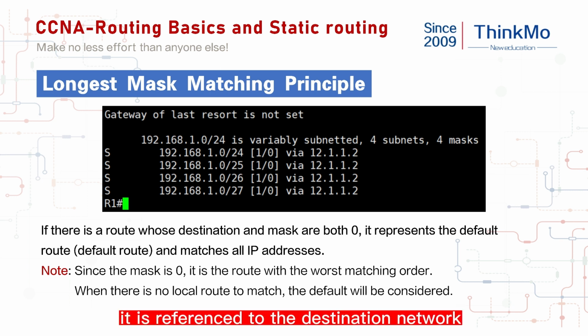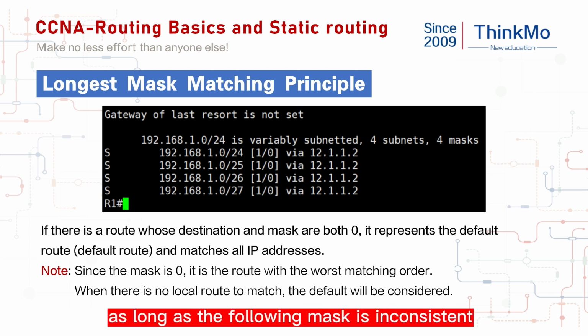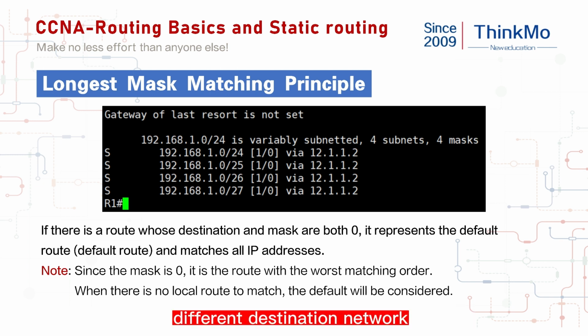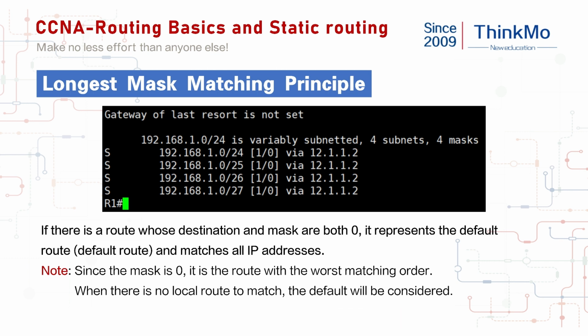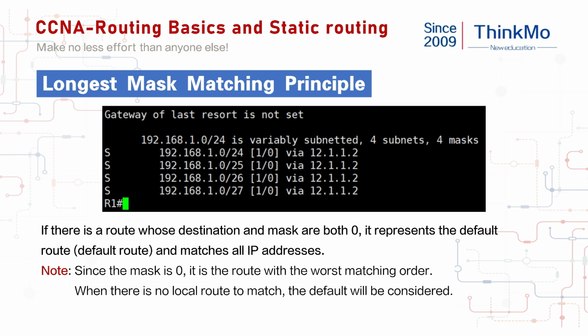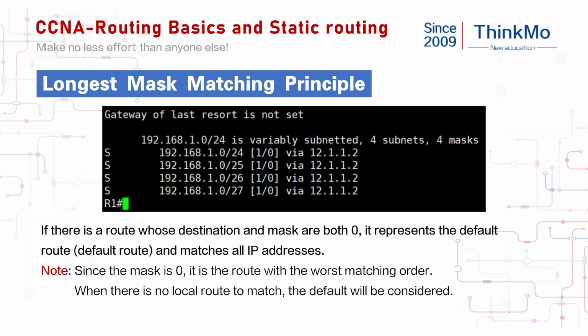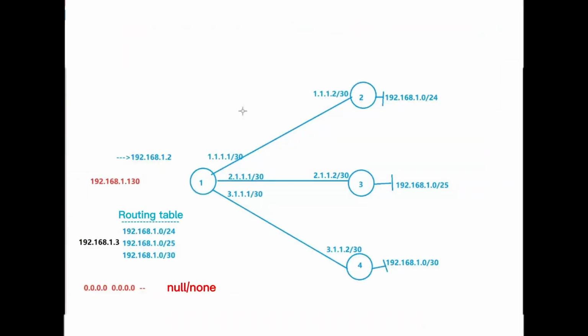The routing table we are talking about now is referenced to the destination network. As long as the following mask is inconsistent. Different destination network. Go to the only destination network. There will be a unique route. It will be processed by adding table principle. In addition, what is the difference between the default route and whether it is null? This may be misleading everyone.